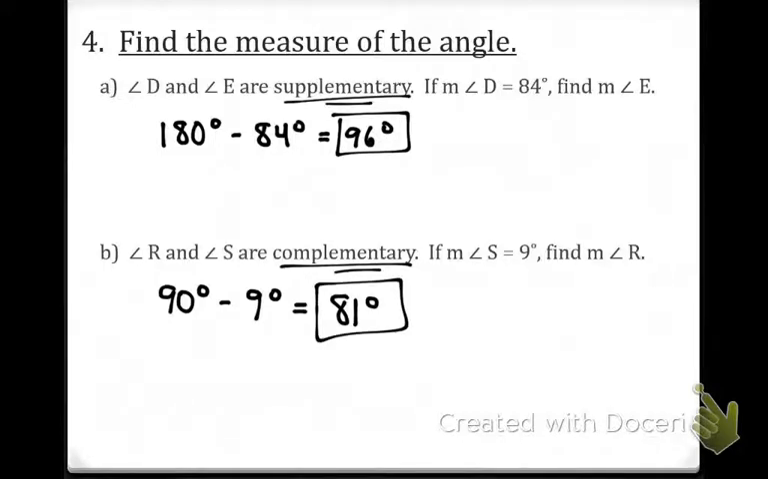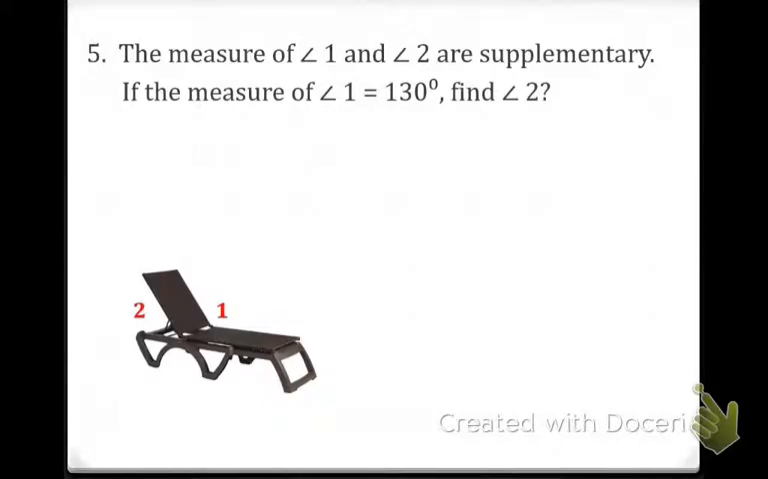Pretty simple. The hardest part is figuring out whether supplementary or complementary are 90 degrees or 180 degrees. If you know that, you'll do great. You're pretty good. Here is a picture of a lawn chair. The measure of angle 1 and angle 2 are supplementary. What does it mean to be supplementary? Exactly, 180. The two are going to add up together and be 180 degrees. If the measure of angle 1 is 130 degrees, find the measure of angle 2.